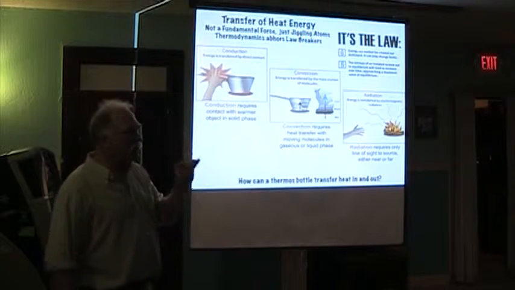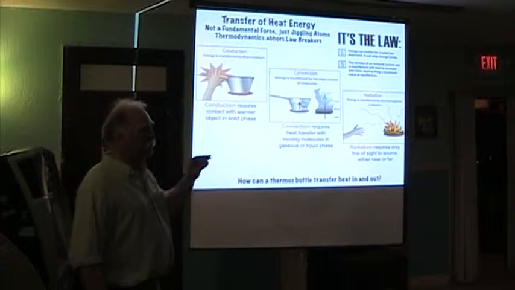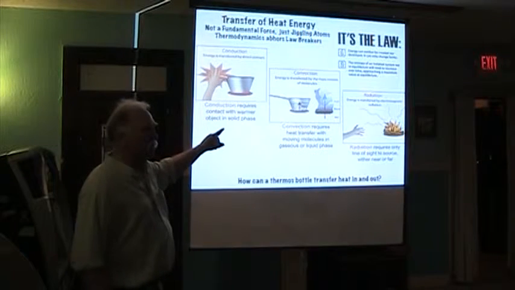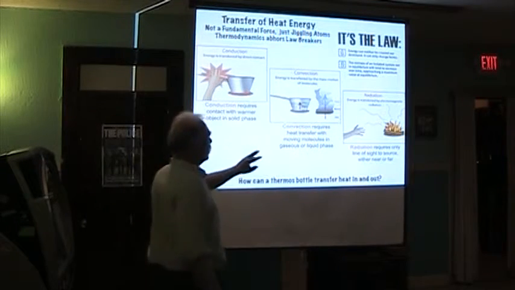Okay, so if you have a gas or liquid that is transferring the heat versus a solid, these are almost the same, aren't they? So you have conduction and convection really being almost the same. The third way is radiation.